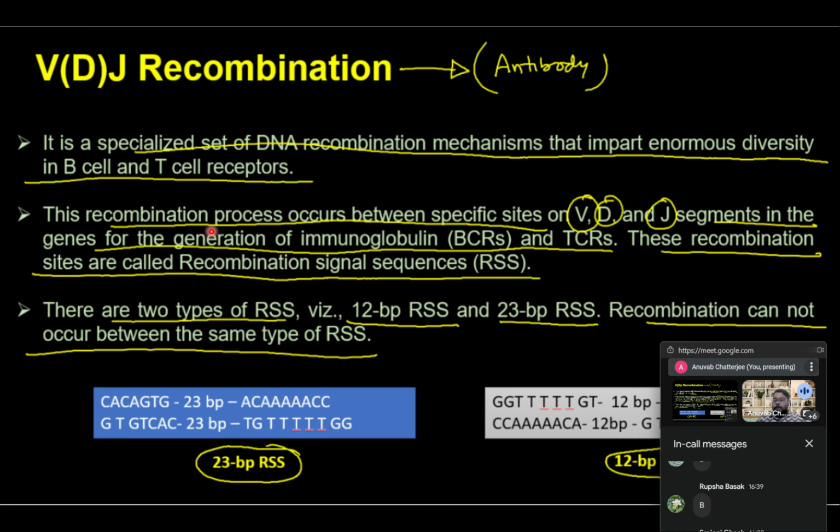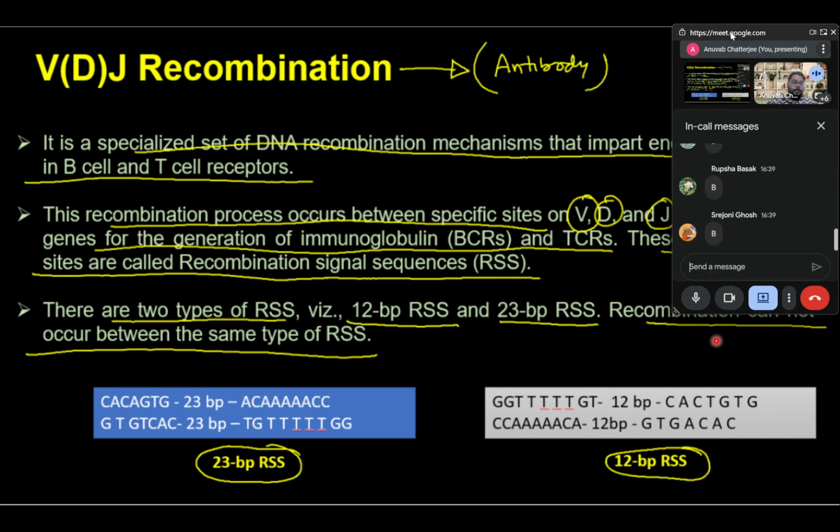This recombination process occurs between specific sites on V, D, and J segments in genes for the generation of BCRs and TCRs, so B cell recognition elements and T cell recognition elements. These recombination sites are called recombination signal sequences. They can be either 12 base pair or 23 base pair long, and we'll see how they work.